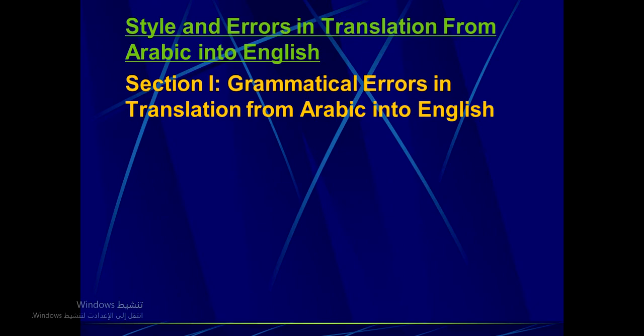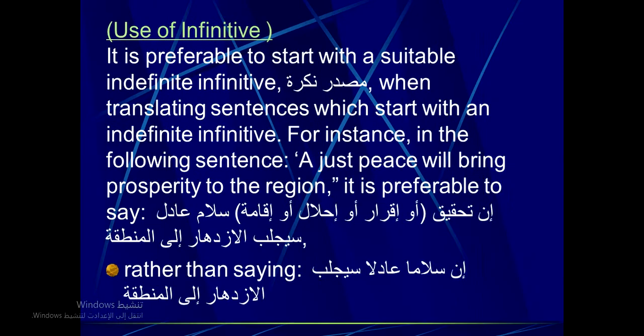Let's discuss style and errors in translation from Arabic into English. Let's start by grammatical errors in translation. First, the use of infinitive. It's preferable to start with a suitable indefinite infinitive بمعنى مصدر نكرة when translating sentences which start with an indefinite infinitive.